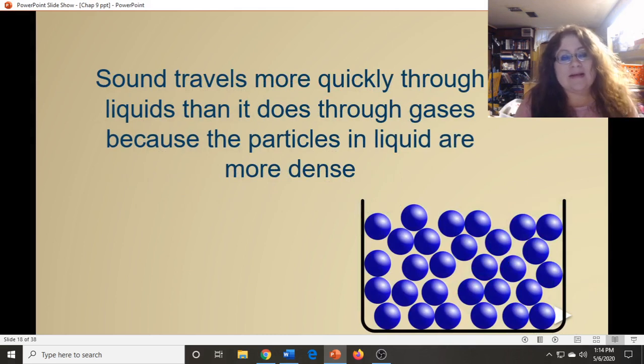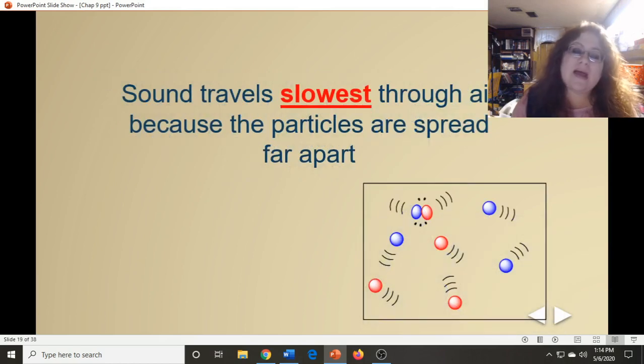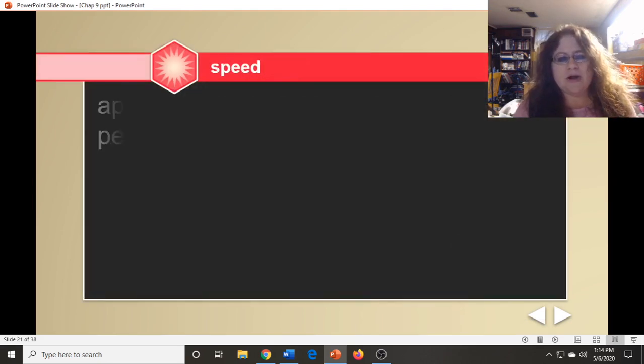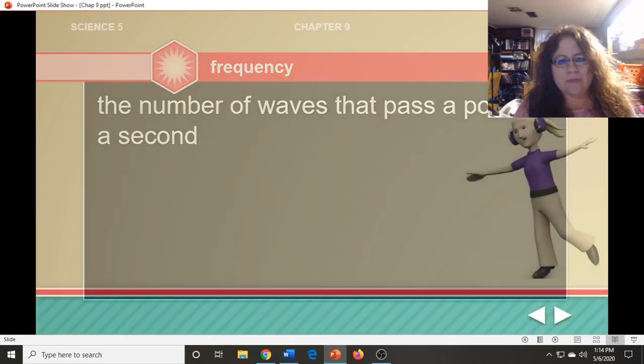For liquids, the sound travels more quickly than it does through air, but slower than through solids. You can see that the particles in liquids are still pretty close together. There's some spaces, so sound travels quickly through liquids. Sound travels slowest through the air and other gases because there's so much space between the particles. These were our notes from our second video.